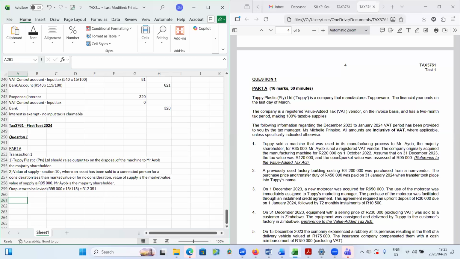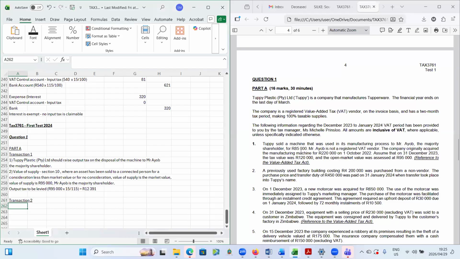What they wanted us to talk about here is the value of supply. If an asset has been sold to a connected person, the value of supply is the market value. Let's go to transaction 2. If it was not a connected person, it would be the selling price.